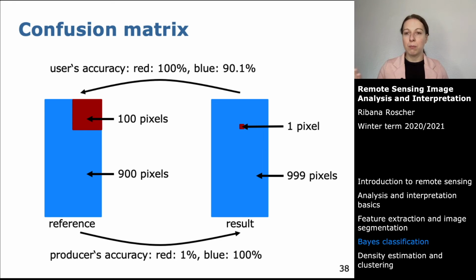For the producer's accuracy, it's the other way around. Here you start from the reference, and then you have a look at the result. So in the reference you have 100 red pixels, and only one pixel in the result is actually correctly classified. So you have only a classification accuracy of 1% for the red class. But if you look at the blue class, you can see all of the blue pixels in the reference were classified correctly. So the accuracy is 100%.